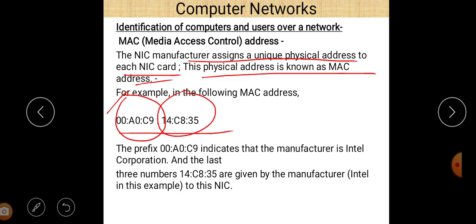So the first part basically contains the information about the manufacturer. Intel is one of the manufacturers of NIC cards, so this information belongs to Intel Corporation. And the second part contains unique information about the NIC card. This is the information about the company, and this is the unique number that is assigned to each NIC card.